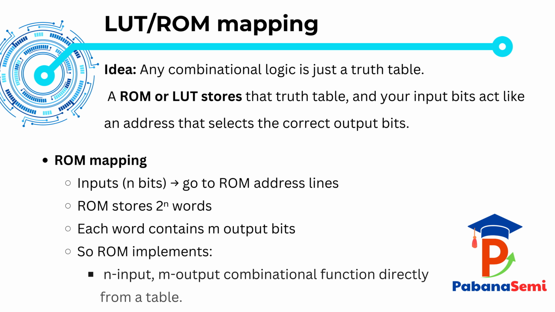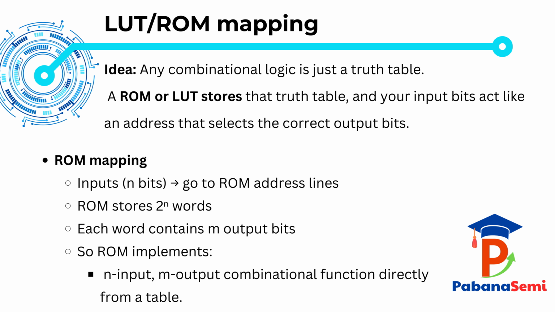Now let's understand a powerful idea called LUT or ROM mapping. The key concept is simple. Any combinational logic is nothing but a truth table. A ROM or an FPGA LUT can store that truth table. Then your input bits act like an address. That address selects the correct stored output bits, exactly like a lookup.